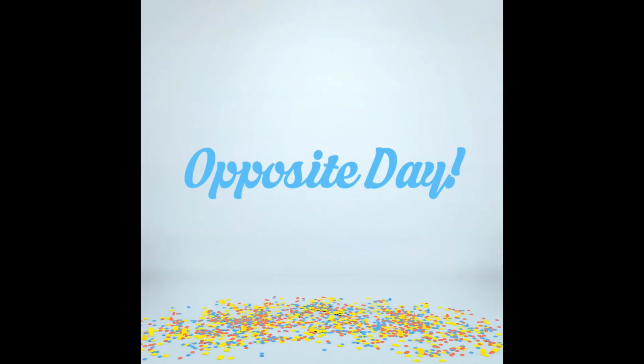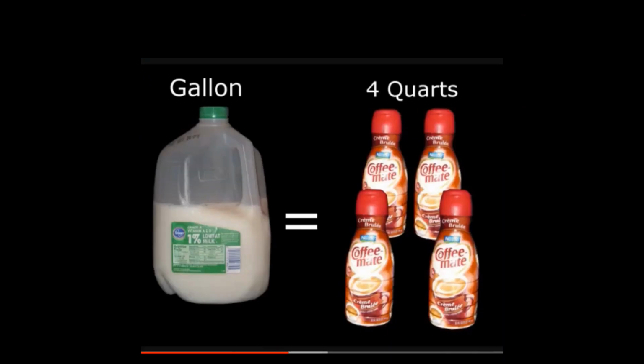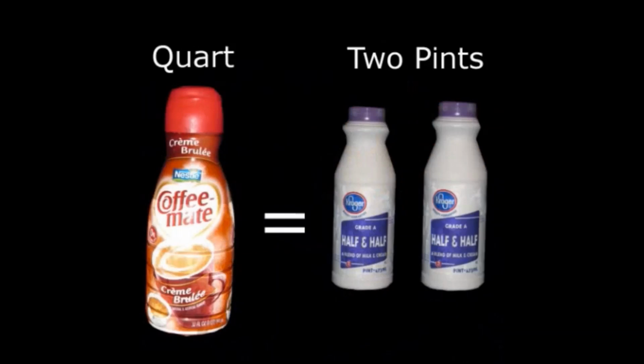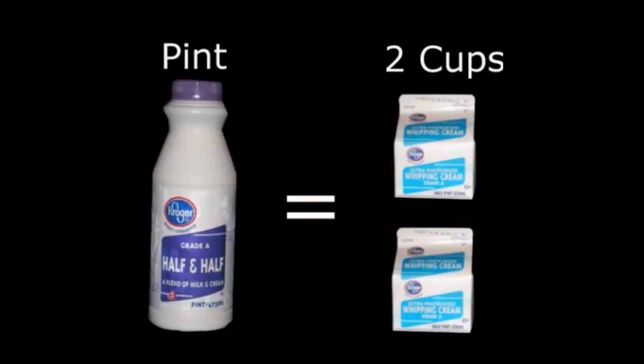We're going to go backwards today. Here's a quick recap on what we learned on Monday. I showed you how 1 gallon can be split up into 4 equal quarts. A quick way to remember this is 4 quarters makes $1, 4 quarts makes 1 gallon. Then I showed you that 1 quart can be split up into 2 pints. So 1 quart is the same amount of capacity or volume as 2 pints. And then I showed you how 1 pint can be split up into 2 cups. So these have the same capacity.